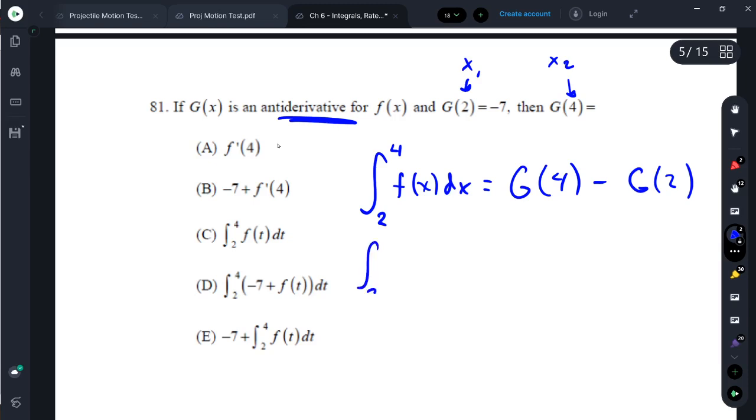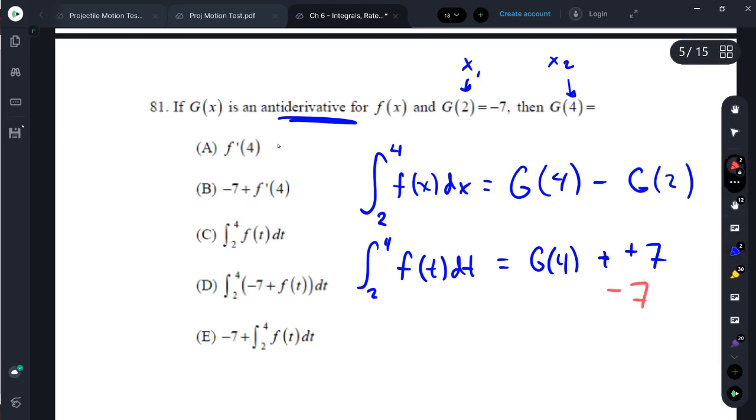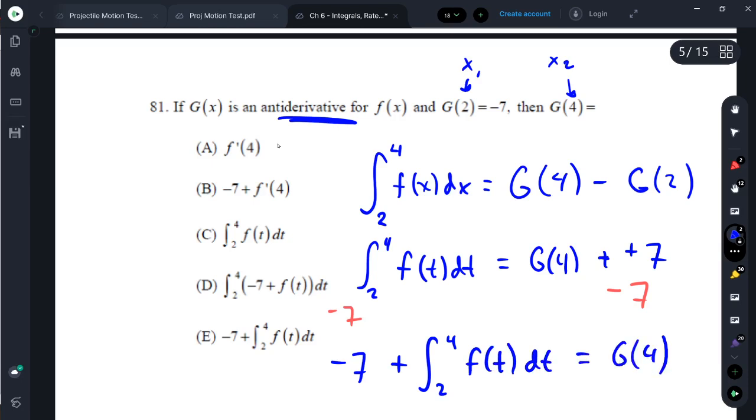So this is going to be the integral from 2 to 4 of f of x dx, and a lot of times they use t here. The reason they use t is just so we have a different variable than x. Equals, so g of 4 we don't know, minus g of 2 is -7, that's going to be +7. So we're going to subtract 7 to both sides, and that's going to give us -7 plus the integral from 2 to 4 of f of t dt is equal to g of 4. So it's choice E.